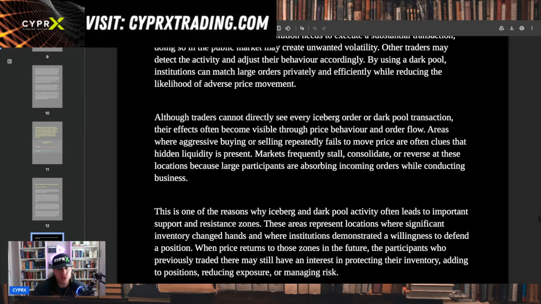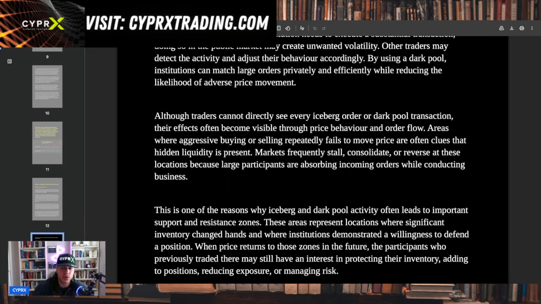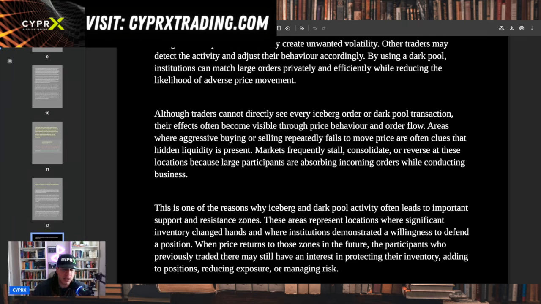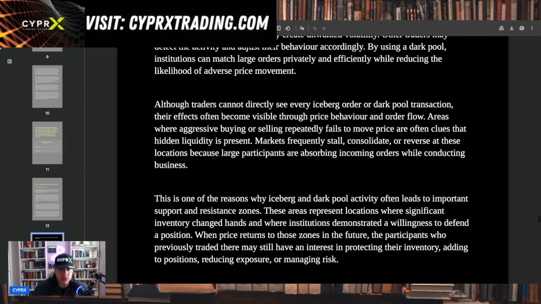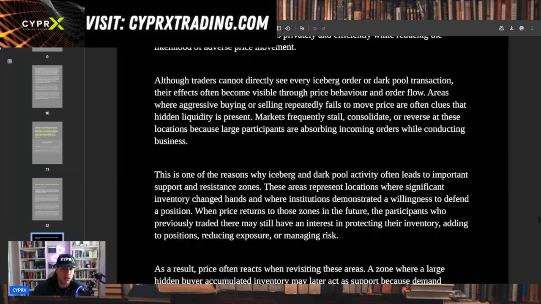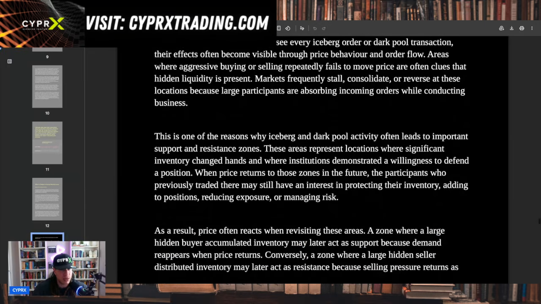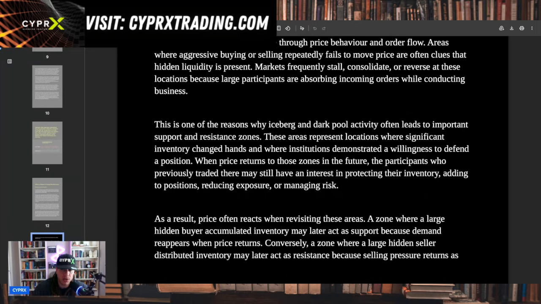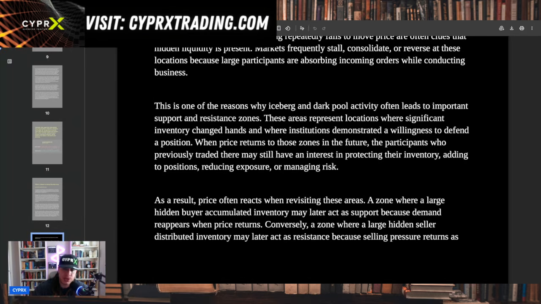Although traders cannot directly see every iceberg order or dark pool transaction, their effects often become visible through price behavior and order flow. Areas where aggressive buying or selling repeatedly fails to move price are often clues that hidden liquidity is present. Markets frequently stall, consolidate, or reverse at these locations because large participants are absorbing incoming orders while conducting business. This is one of the reasons why iceberg and dark pool activity often leads to important support and resistance zones. These areas are locations where significant inventory changed hands, where institutions demonstrated a willingness to defend a position.